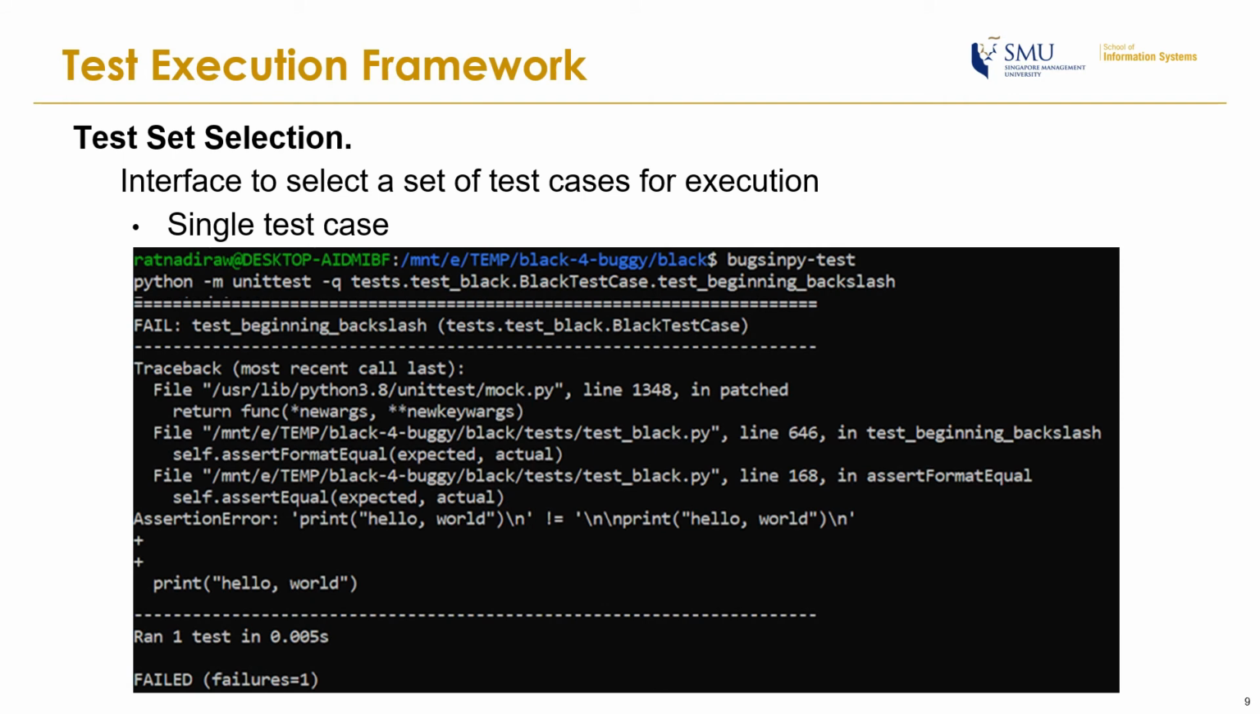Currently, the test execution framework provides several functions. In the test execution function, we can run test cases that are relevant to the bugs. By default, only the test cases that are relevant to the bugs are run. In this example, we run tests in the project black in the buggy version. It showed that the test result is failed because it's the buggy or faulty version.